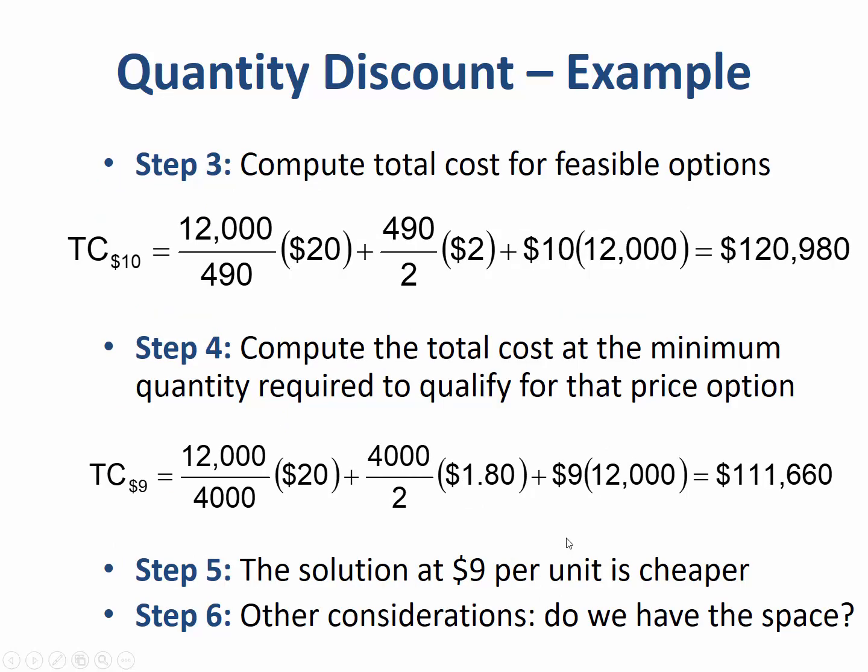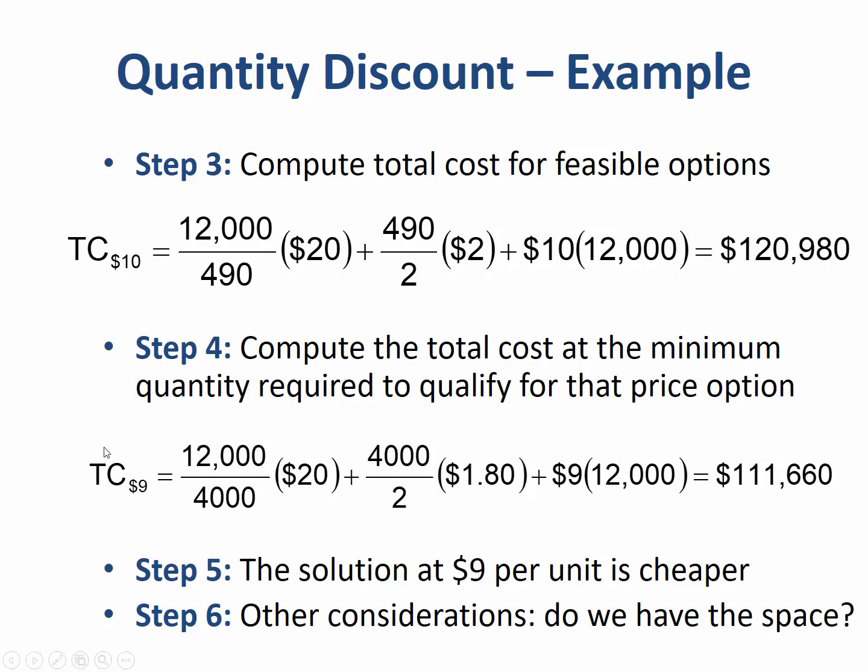Next slide, step 3, and we're going to calculate the total cost for the feasible option, the total cost at $10. This is the setup cost: the demand divided by the EOQ quantity multiplied by $20 per order, plus the holding cost, that's the quantity divided by 2 multiplied by $2. And finally, this is the purchasing cost: 12,000 hats per year at the $10 price tag. That's a total of $120,980.